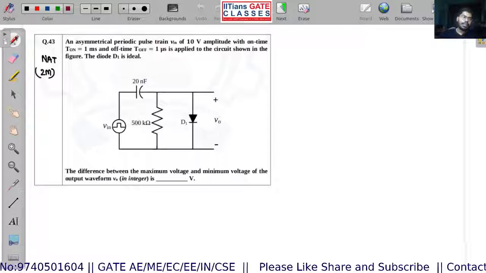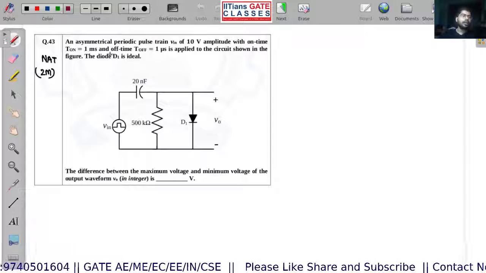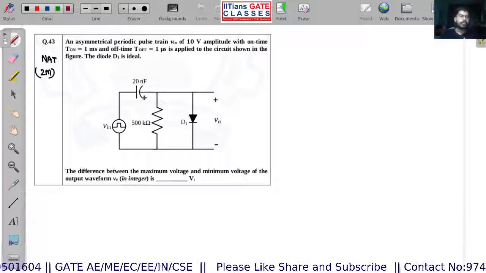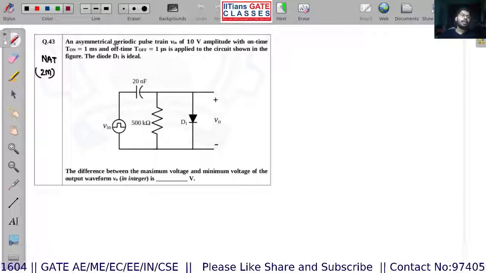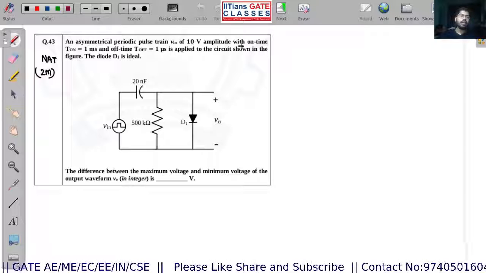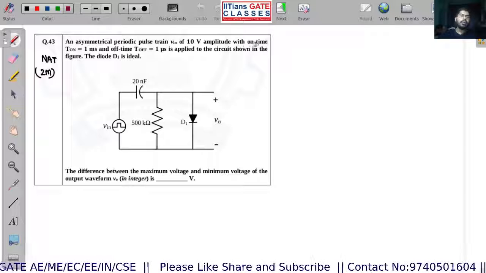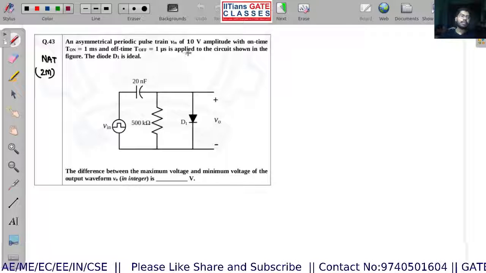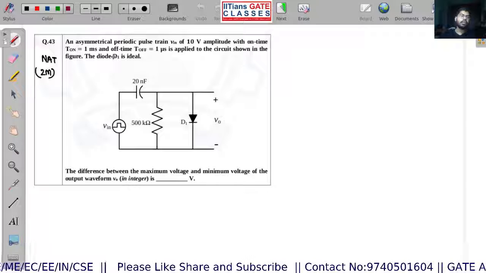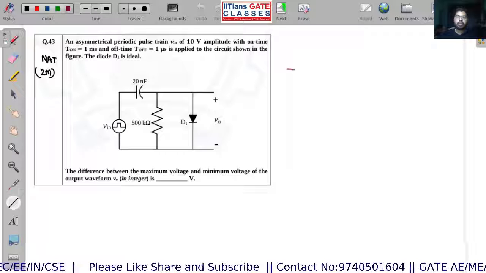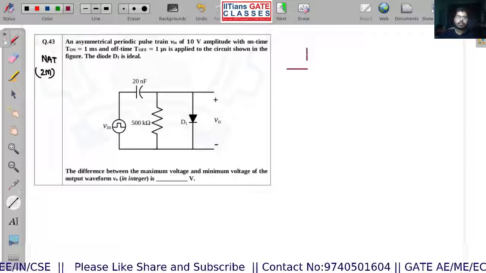So the next question that we have, it is from analog electronics, but I thought I will cover it in network only. So very simple question. An asymmetrical periodic pulse train V in of 10 volt amplitude with on time given as 1 millisecond and off time given as 1 microsecond is applied to the circuit as shown in the figure. So let me first sketch V in. So it looks something like this.